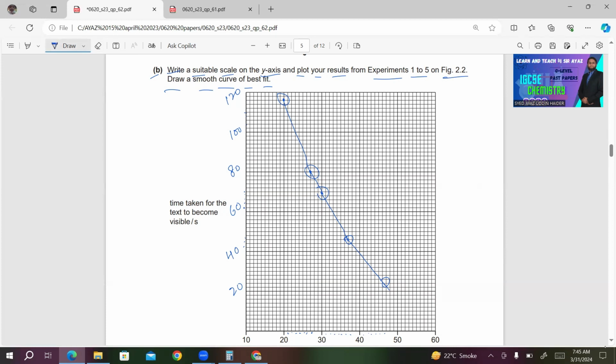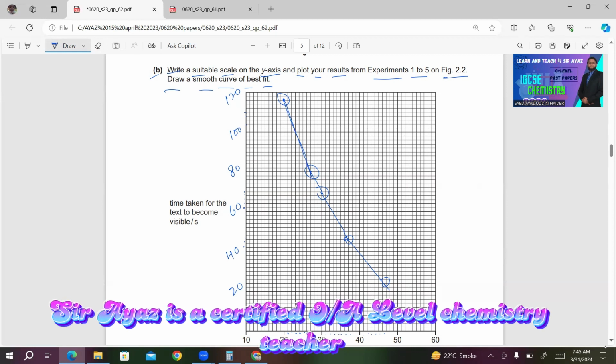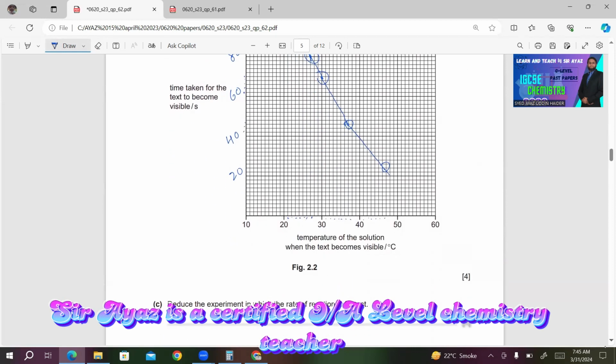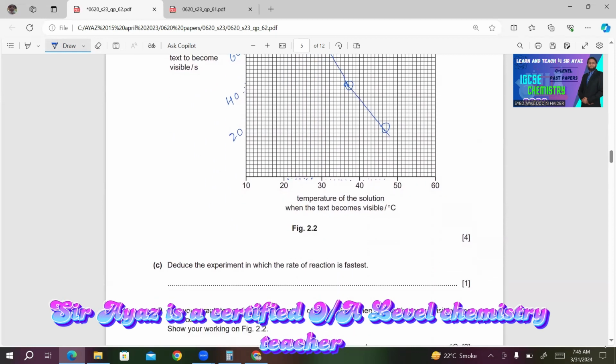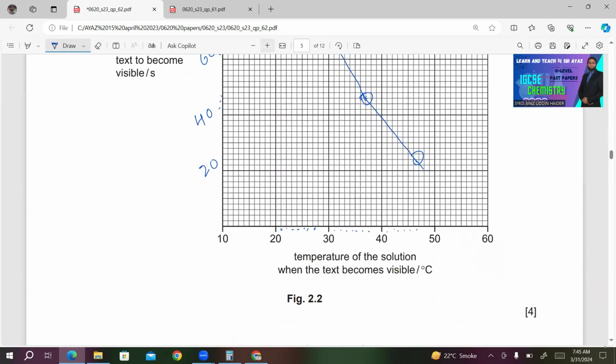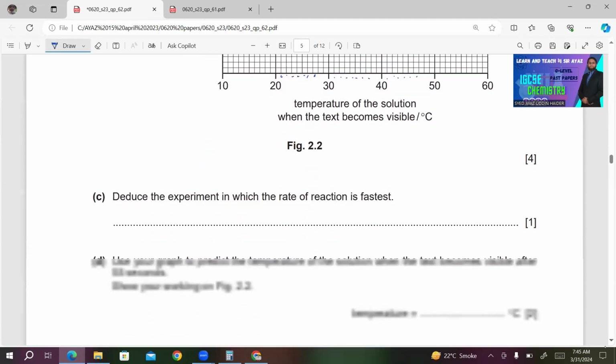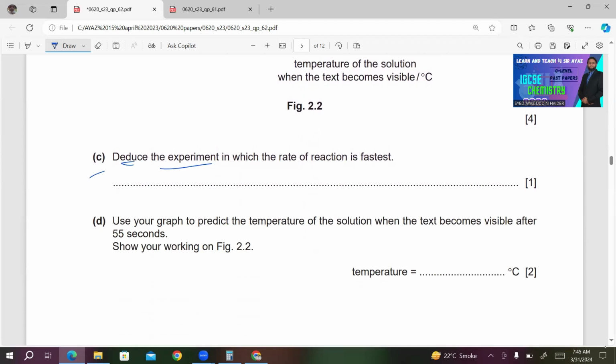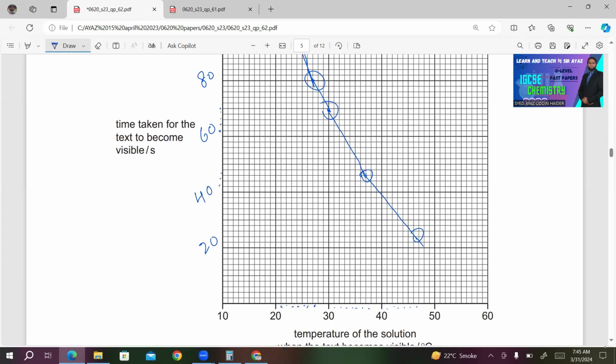So this will be the line obtained. Let me draw it clearly. The first two. Okay. C. Deduce the experiment in which the rate of reaction is fastest. It's very easy. It should be experiment 5.